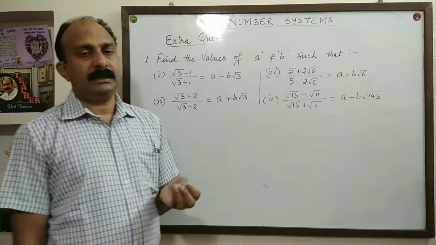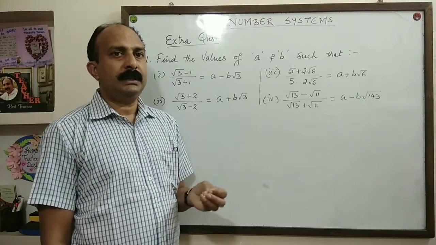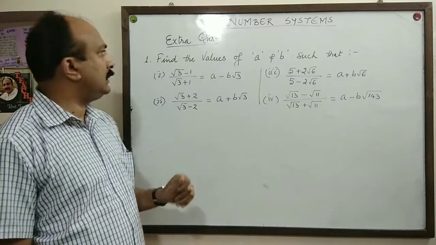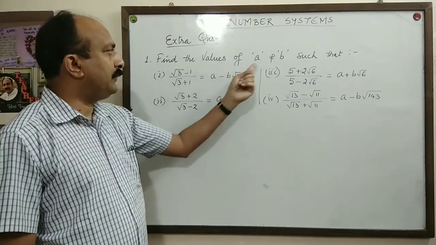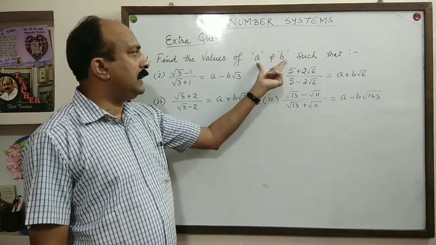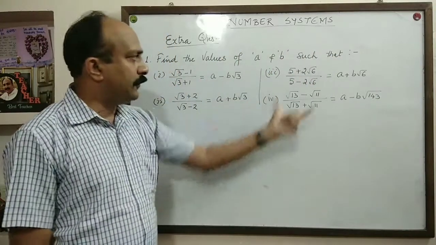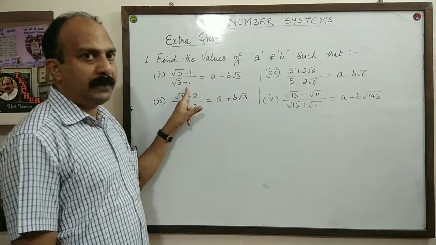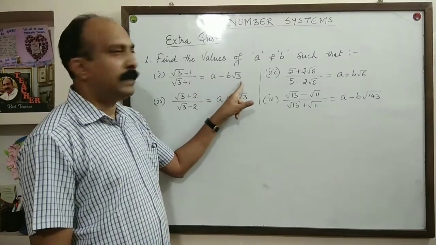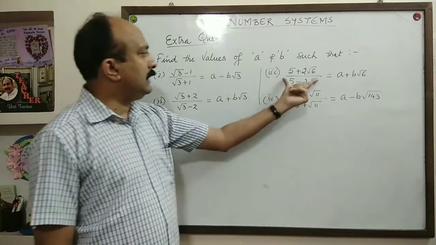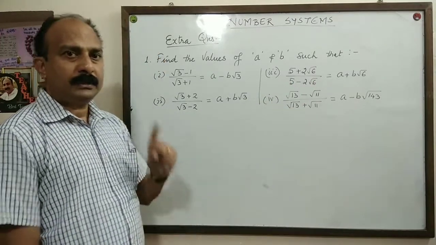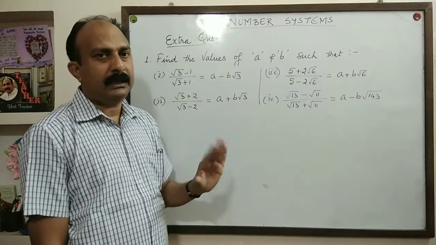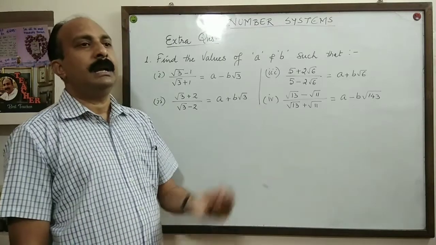Now I would like to discuss some important extra questions related to this chapter. One such important extra question is written here. Find the values of a and b, small a and b, such that there are 4 questions given here. The first one: root 3 minus 1 upon root 3 plus 1 is equal to a minus b root 3. Similarly, 3 more questions are written here. So all of you first have to write down these questions, because these questions are not from NCERT, but this is a very important type of question related to this chapter.